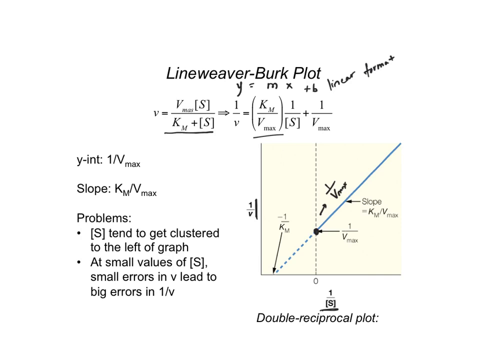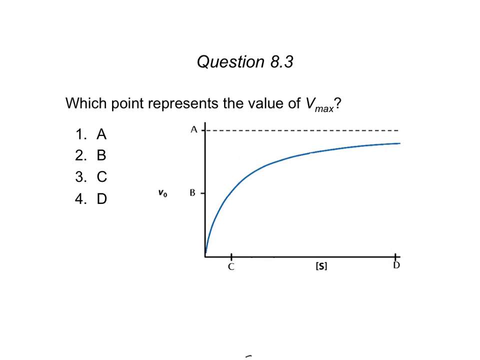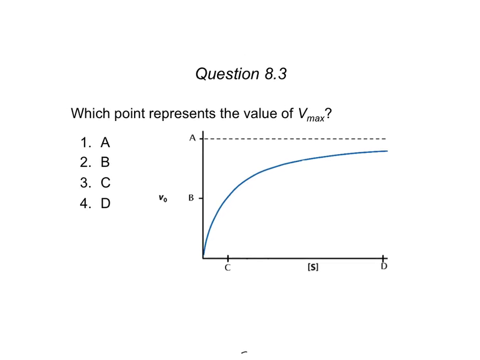Okay, so let's go ahead and try a question that utilizes this. It's nice and easy. I have a Michaelis-Menten plot, and I want to know which number best estimates the Vmax for this reaction, for this enzyme.